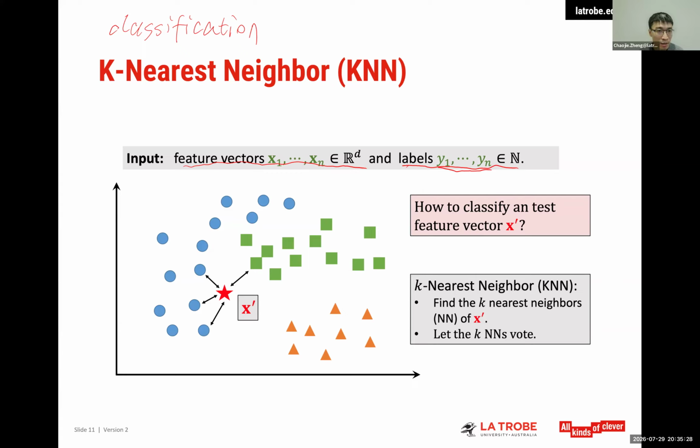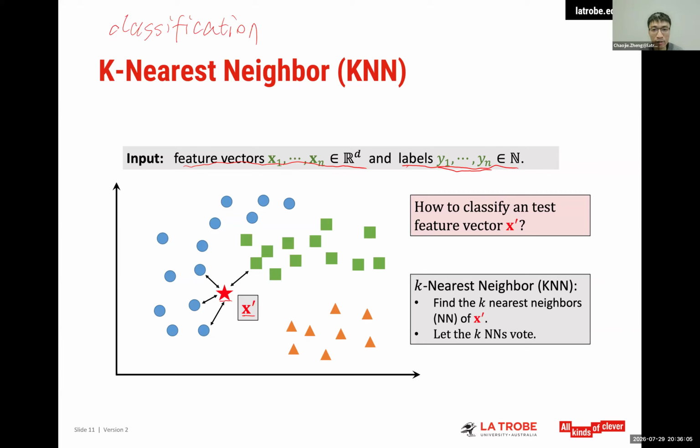If we draw all these data samples in a 2D space, we can see the distribution of the data set and their group belongings. If we are given a new data point, let's say this star called X prime, how can we classify this new data? Which group should this data belong to?